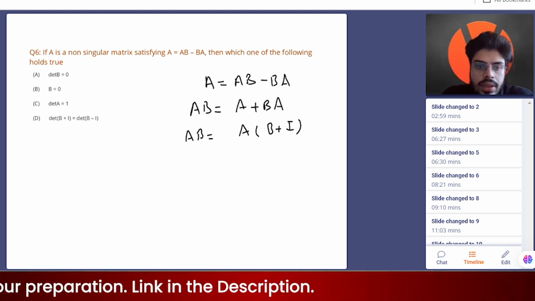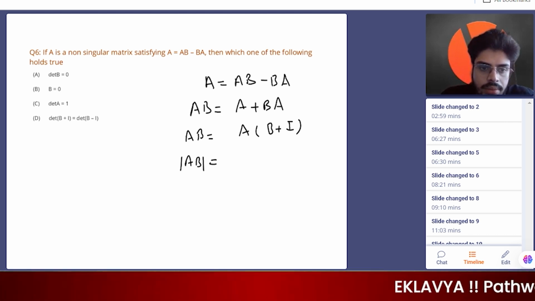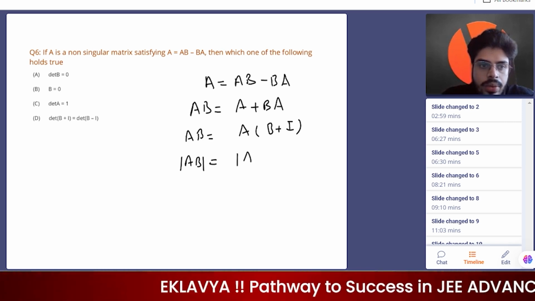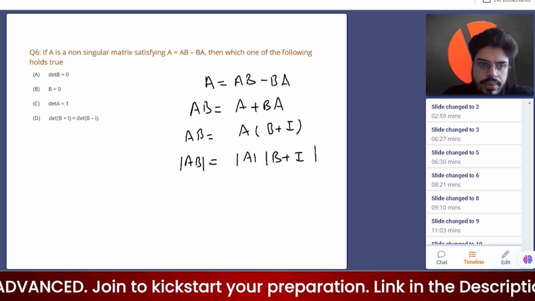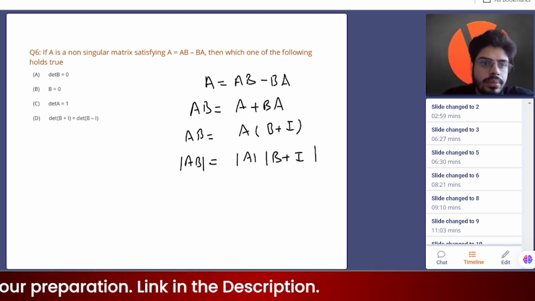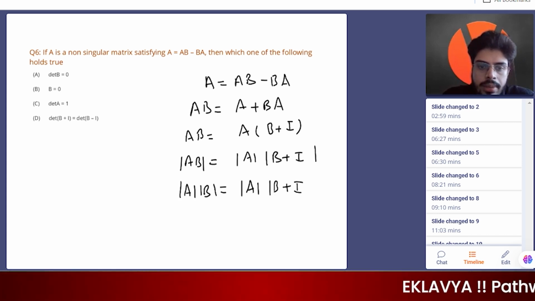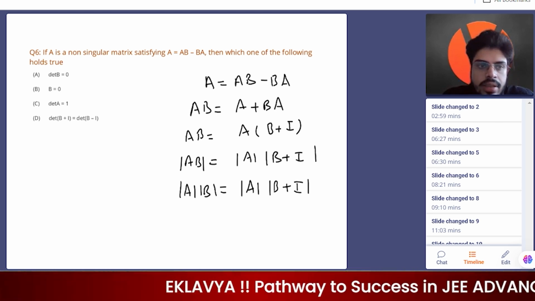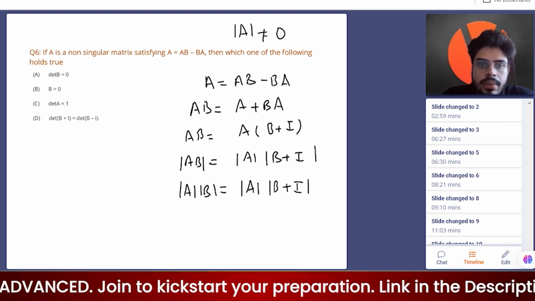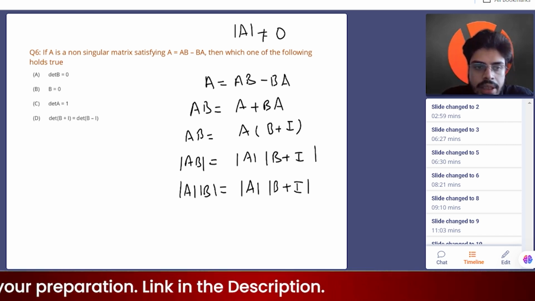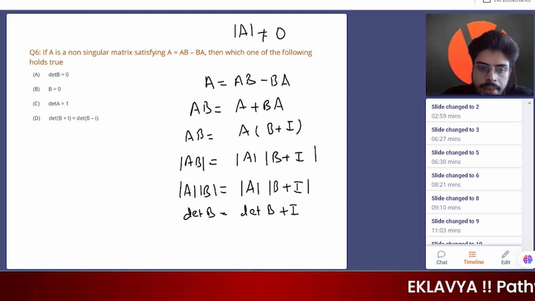Now, if I take the determinant value, determinant of AB will be equal to determinant of A into determinant of B plus I. So this will be determinant A times determinant B equal to determinant A times determinant of B plus I. Now A is non-singular, so determinant A cannot be equal to 0. So from here we got determinant B is equal to determinant of B plus I.